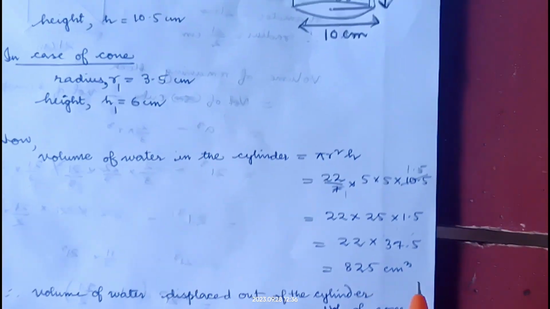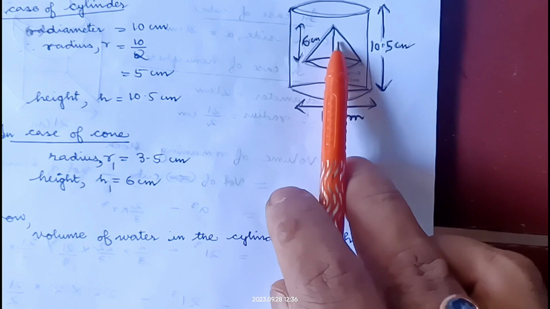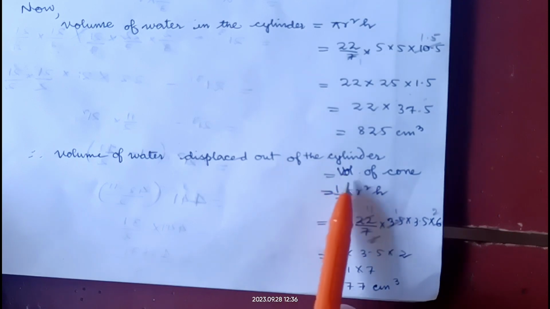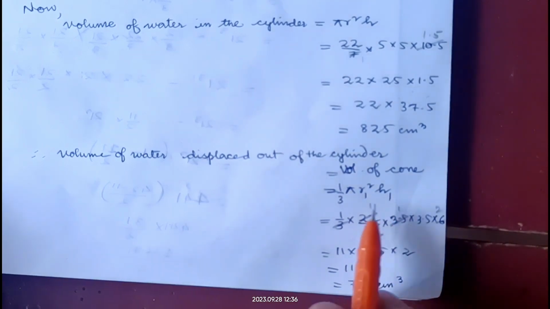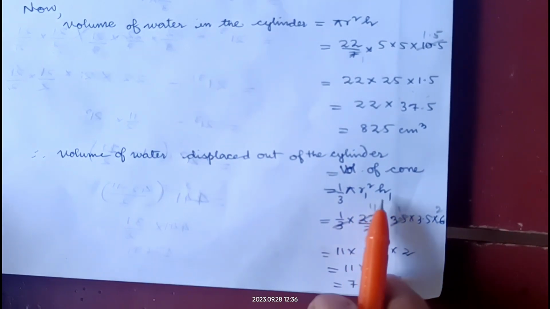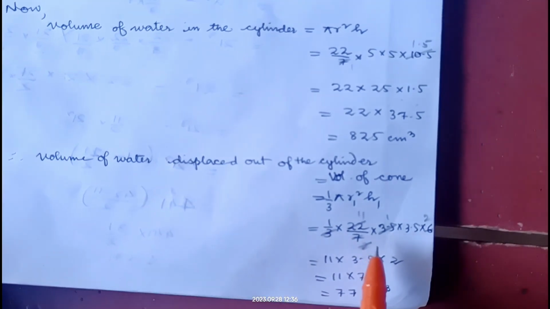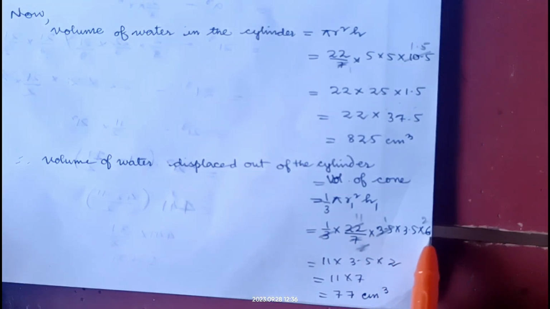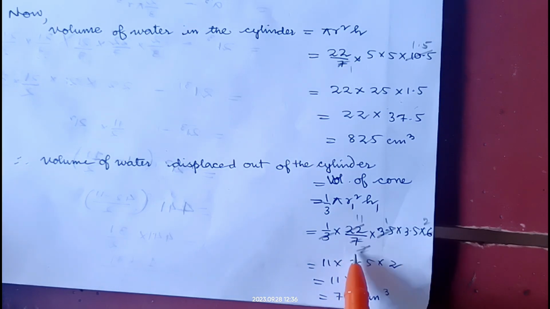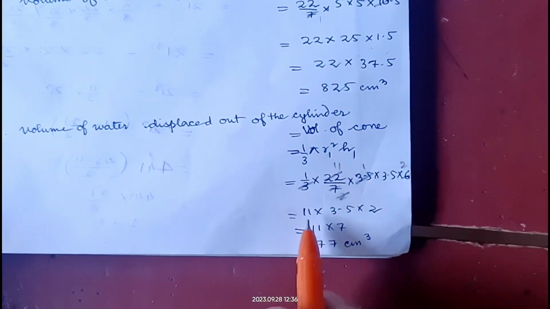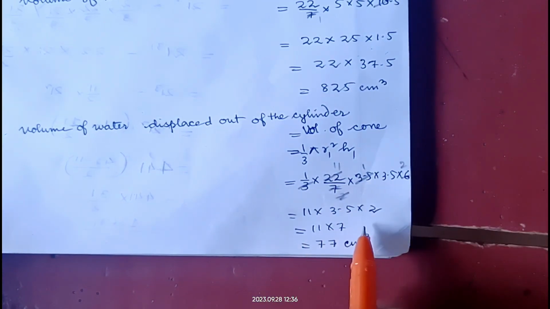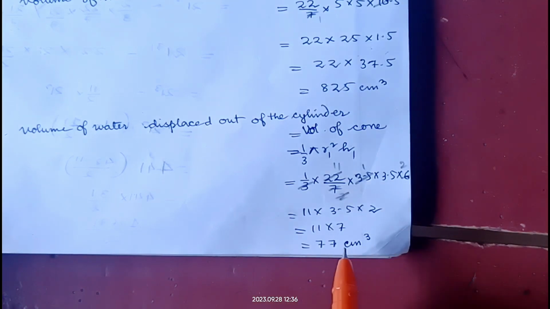Now, how much water is displaced? Whatever is the volume of the cone, that much water will be displaced. So, volume of water displaced out of the cylinder is equal to the volume of the cone. Volume of the cone is 1 by 3 pi r1 square into h1, since we have considered cone's radius is r1 and height is h1. So 1 by 3, 22 by 7, 3.5 into 3.5 into 6. 3.5 times 2 is 7, 2 into 11 is 22, and this 3 and 6 also can be cancelled. So we are left with 11 into 3.5 into 2. After multiplying, it will be 77 centimeter cube. Therefore, volume of water displaced will be 77 centimeter cube.